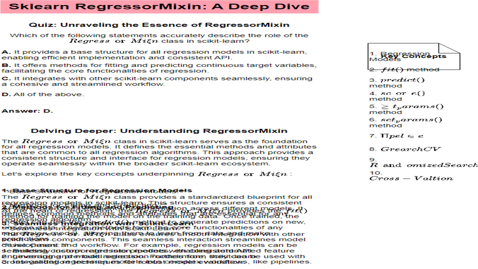Fit: a method used to train a machine learning model on a dataset. It learns the patterns in the data to make predictions later. Predict: a method used to generate predictions on new data using a trained model. It applies the learned patterns from the training data to the new data. The ability of regressor mixin to work cohesively with other scikit-learn components like pipelines and cross-validation, streamlining model development and workflow.